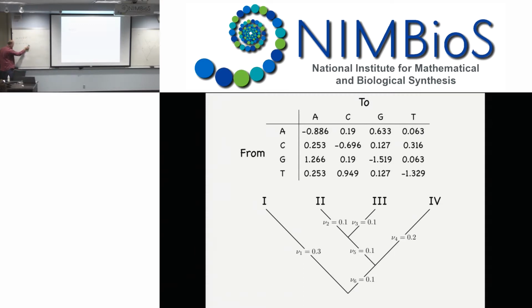Remember I told you the waiting time till the next event is exponentially distributed? Well, we know what the rate is, if we can read the rate from the table. We know we're in A, so the rate of change when we're A is 0.886, right? So we know the rate of the exponential. We just don't know how to generate an exponential, right?